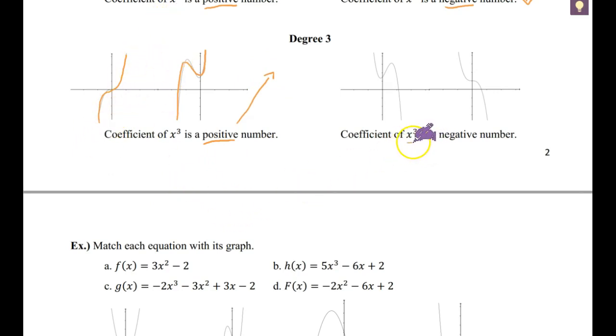If I have a cubic function, it's still going to have that squiggle shape. So that's what the cube does, it gives us the squiggle here. But if the coefficient is negative, it'll be decreasing. It'll be going down from left to right. So the cube gives us this snake shape. The coefficient says it's going up if it's positive, or down if it's negative.